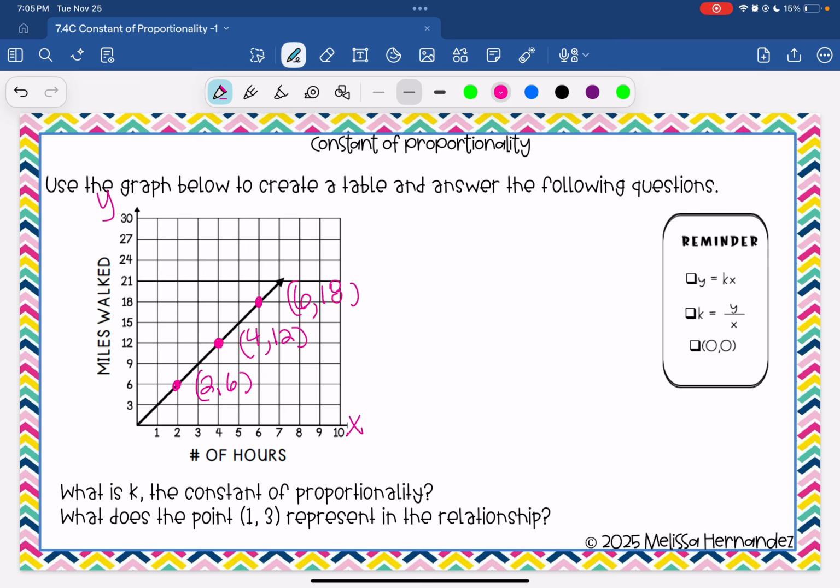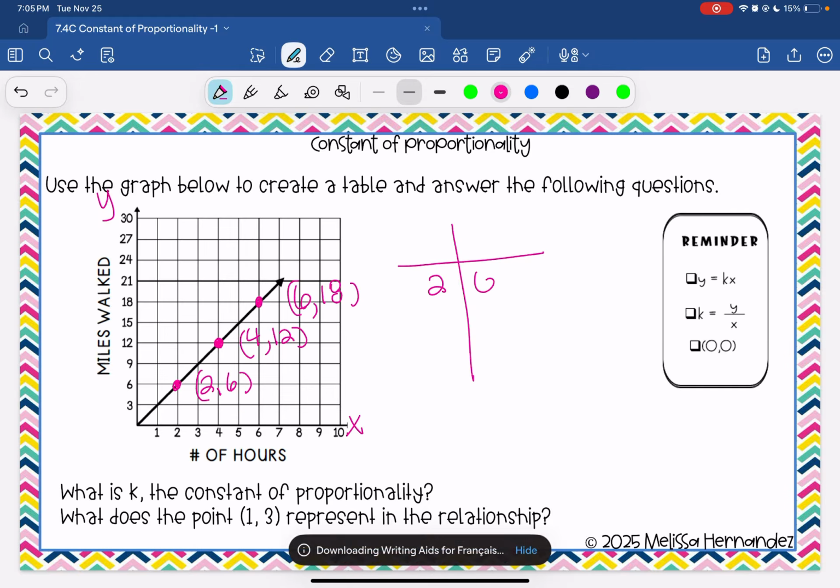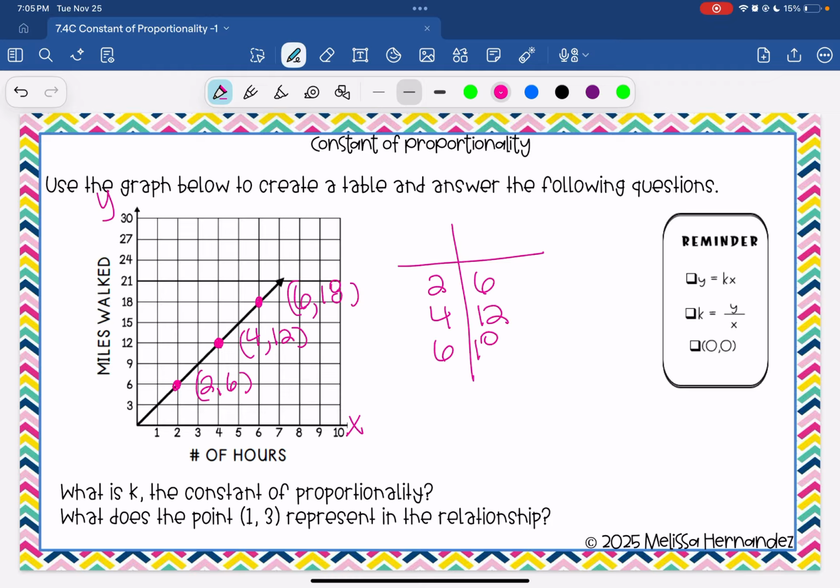And so I'm going to create a table. Start from left to right, because that's how you read. Always left to right. If you notice, it's a straight line and it goes through 0, 0, so it's a proportional relationship. It doesn't matter which ordered pairs I pick. Now, I would like students to always do the strategy of y over x.